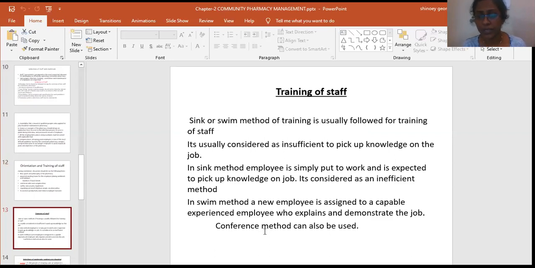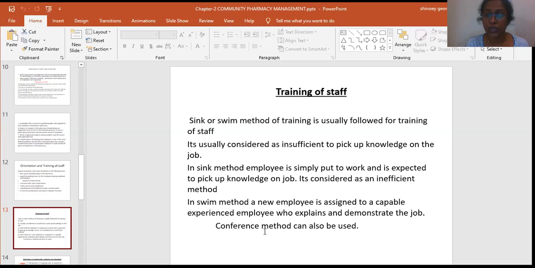Training is usually done by two methods. One is the sink method and another one is the swim method. In the sink method, the newly joined staff is simply put to work, and he has to observe his seniors or his colleagues, how they are working in the community pharmacy. By observing by himself, he has to study all the things. There won't be any kind of proper training. Everything the candidate has to study himself by means of observation.